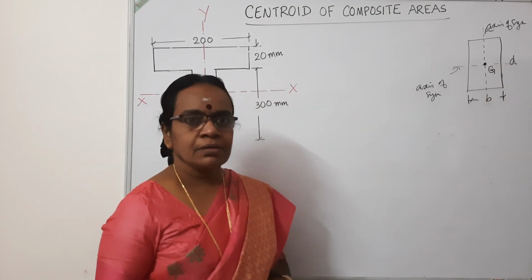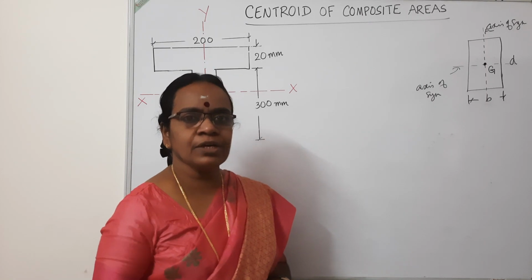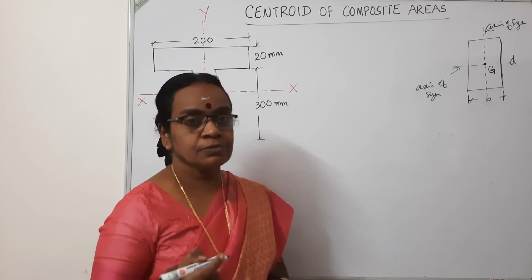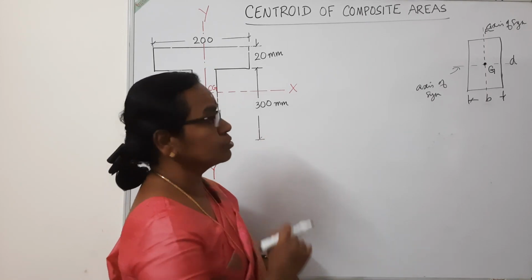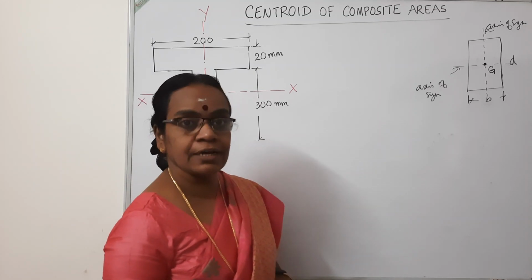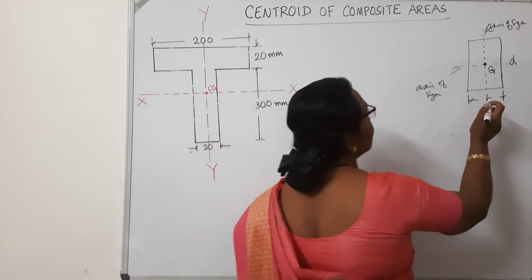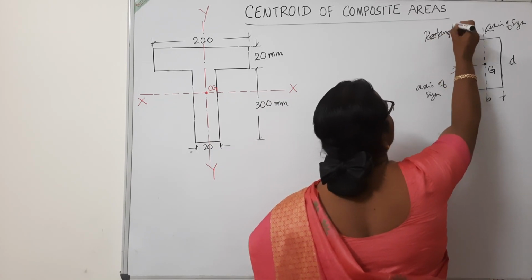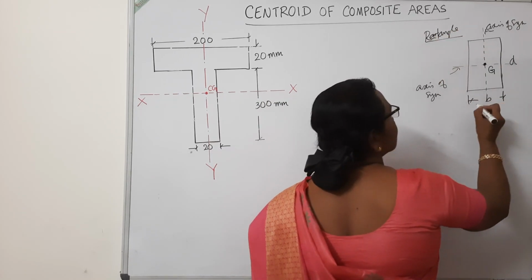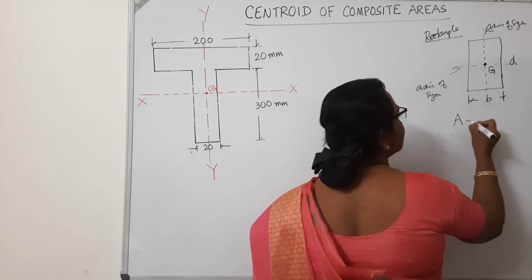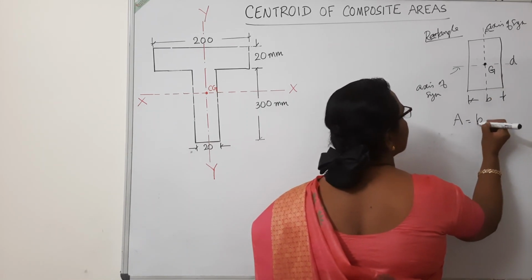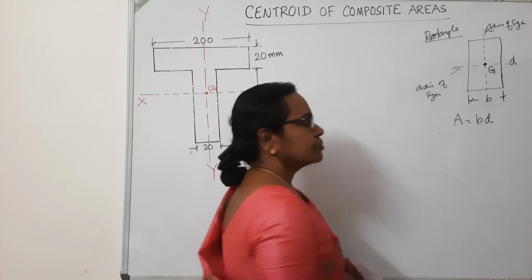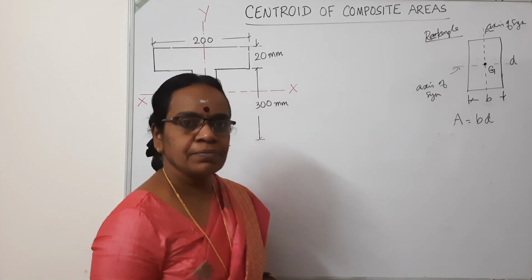and is normally denoted by the letter G. So we can write down here what is the area of a rectangle. This will be utilized in solving these problems on composite areas. So for a rectangle, this is a rectangle. Area of a rectangle is width into thickness, or B into D. Area is B into D.